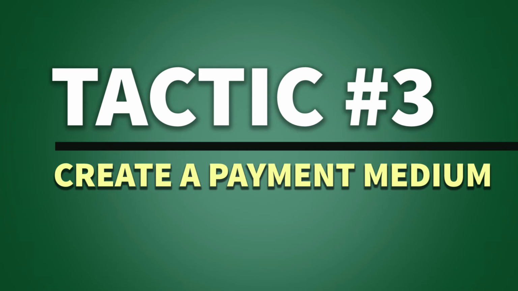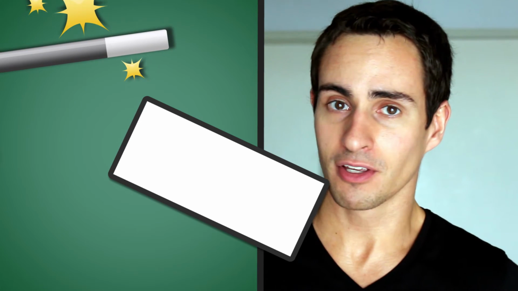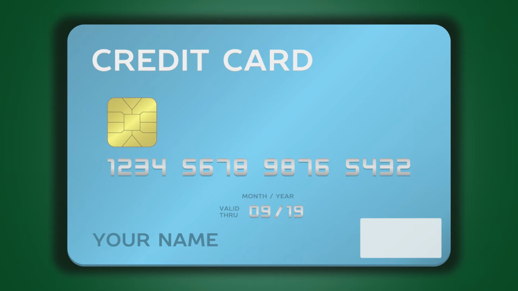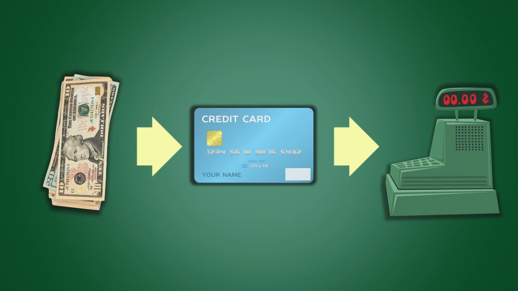A third way to reduce the pain of paying is by creating a payment medium. Because the pain of paying is caused by the saliency of money leaving our hands, you can reduce that pain by converting that payment into something else before taking it from someone. And this principle is at the heart of credit cards. In essence, a credit card is a medium. People can't directly see money leaving their hands, so they don't experience as much pain as they do with cash.